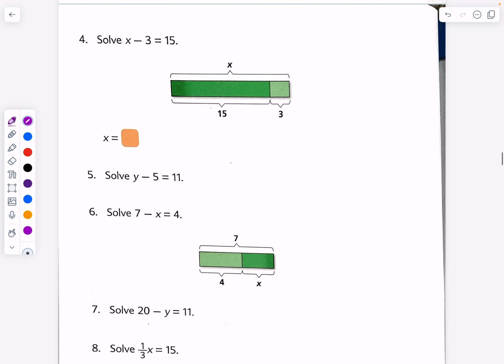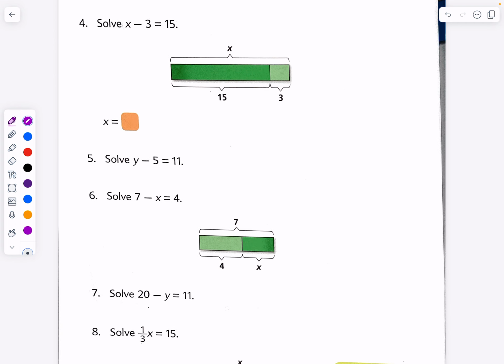Let's consider example number 4. What minus 3 gives you 15? What reduced by 3 gives us 15? You can look at the bar model or you can think logically.